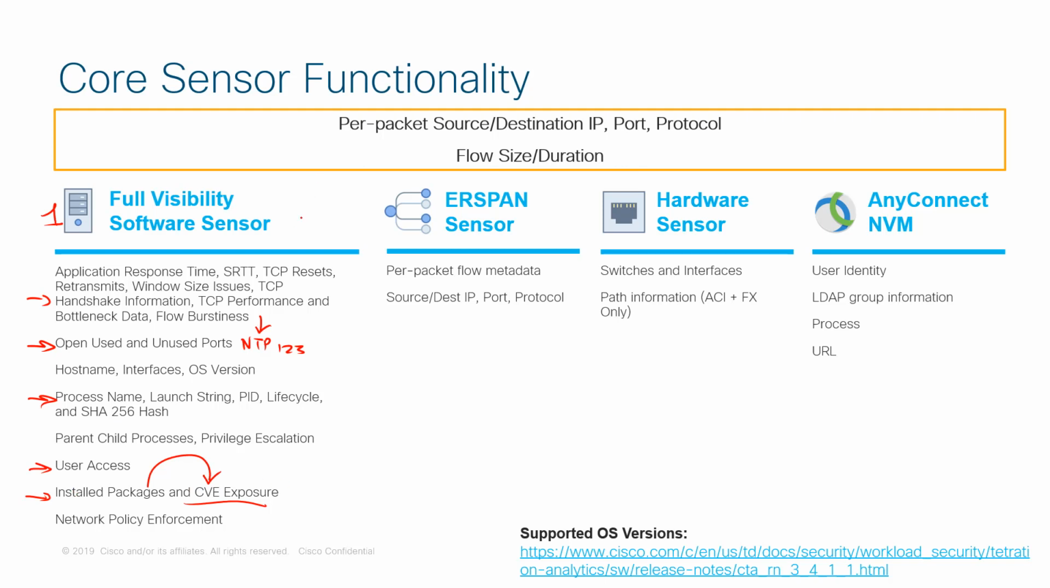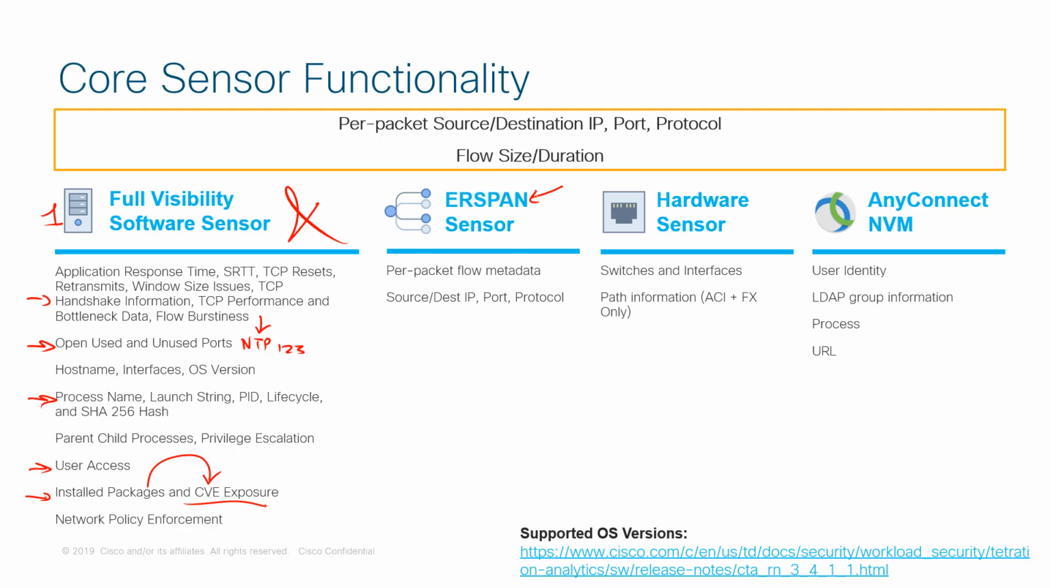But again, what if you can't deploy a software sensor? What if it's a hardened Linux appliance, a phone system that we're trying to protect? What if it's a mainframe? What if it's not even that we're not allowed to deploy a software sensor, it's just not supported? Well, we also support ERSPAN.